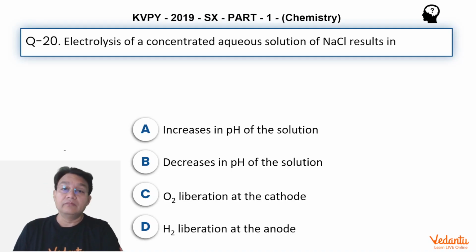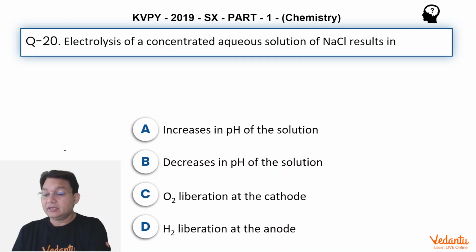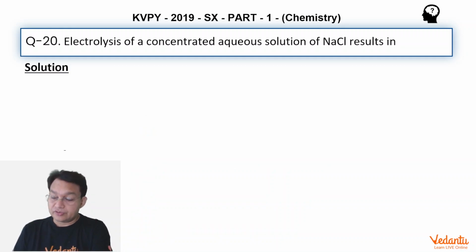Here is a question from Electrochemistry. Electrolysis of a concentrated aqueous solution of NaCl results in increase in pH, decrease in pH, liberation of O2 at cathode, and liberation of H2 at anode. So let us see what are the correct options.